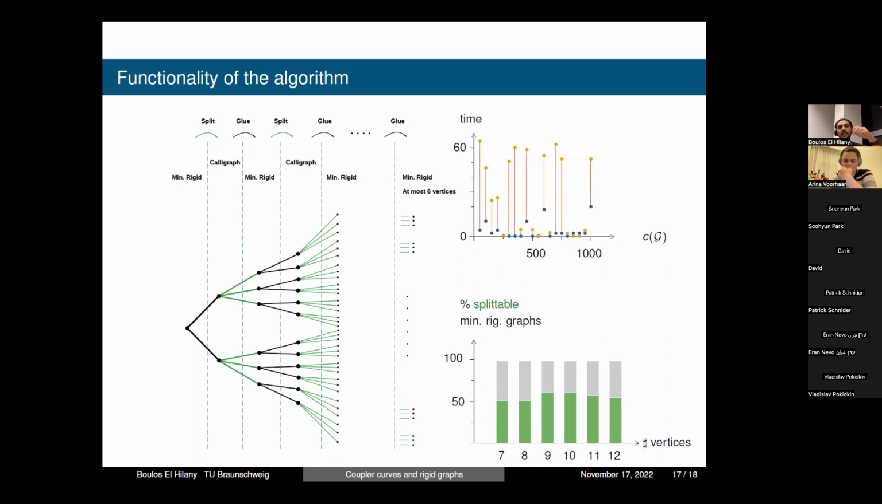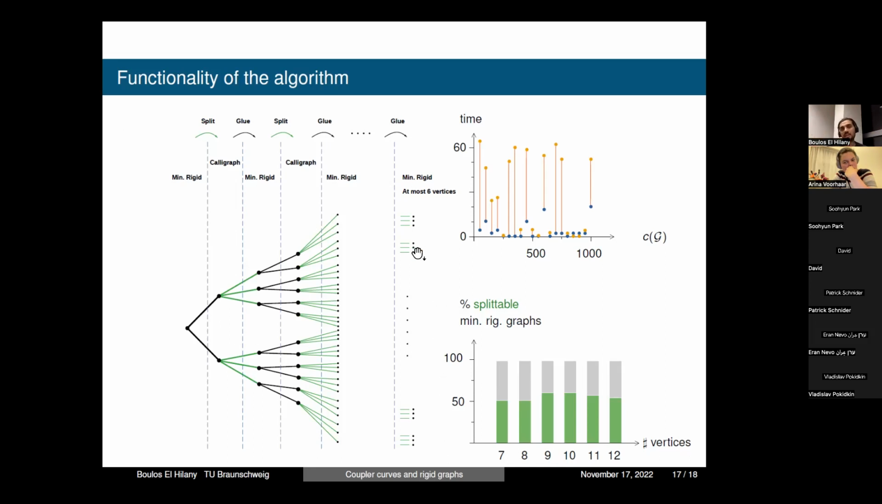How do I compute the classes? I do this gluing thing. I glue it by three different smaller Calligraphs to obtain now 6. Now I have minimal rigid graphs again. Then I want to compute their realizations, and I split again, and then I glue and split until I reach a bunch of smaller minimal rigid graphs.